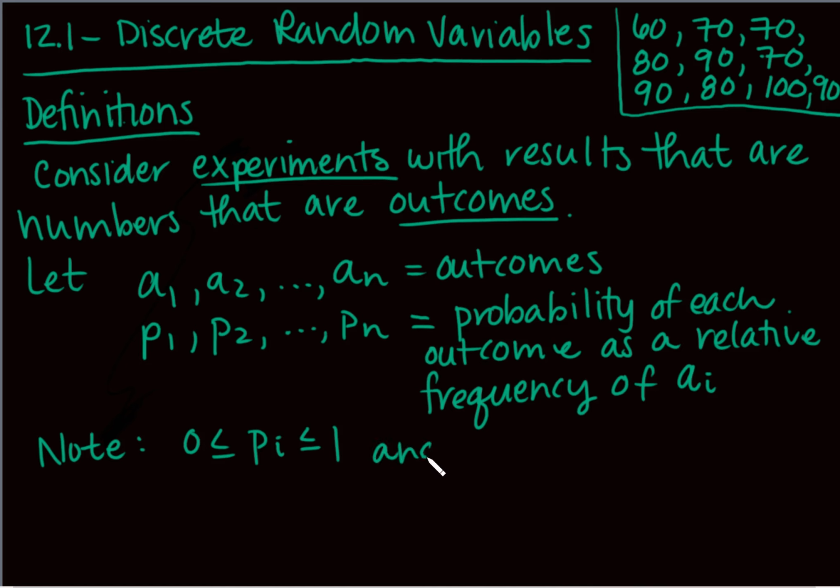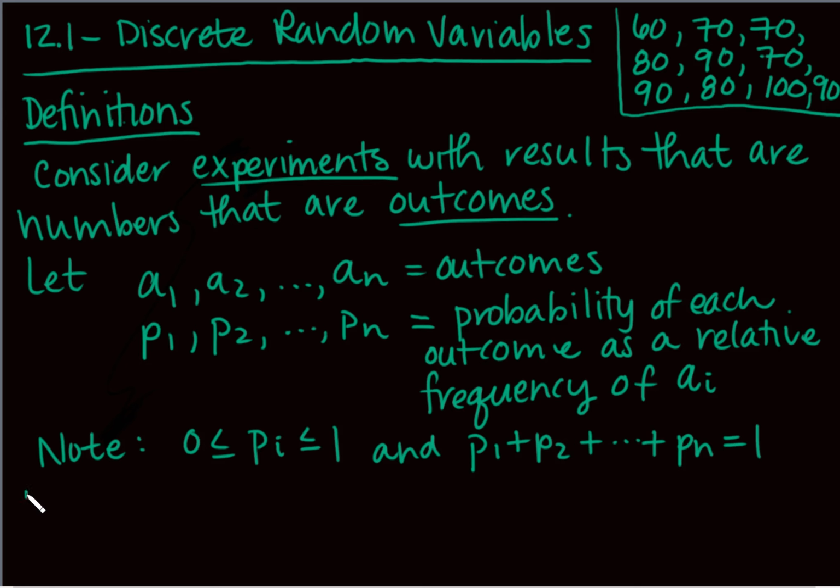And another note here, if I add up all of these probabilities, what should they equal? Well, it should equal 1, right? Because what is that really asking? What's the probability of A1 occurring or A2 or A3 or A4 all the way up to An? That's like asking, if I pick an exam, what's the probability that the score is going to be a 60, 70, 80, 90, or 100? Well, that's 100% because all my exam scores, those are all the possible scores for it, okay?